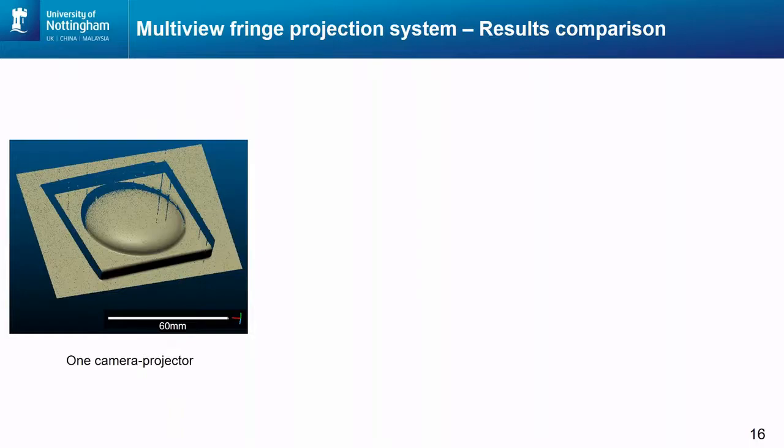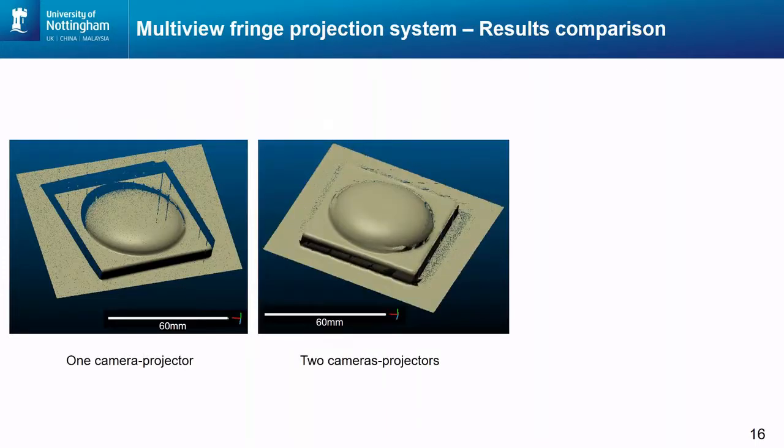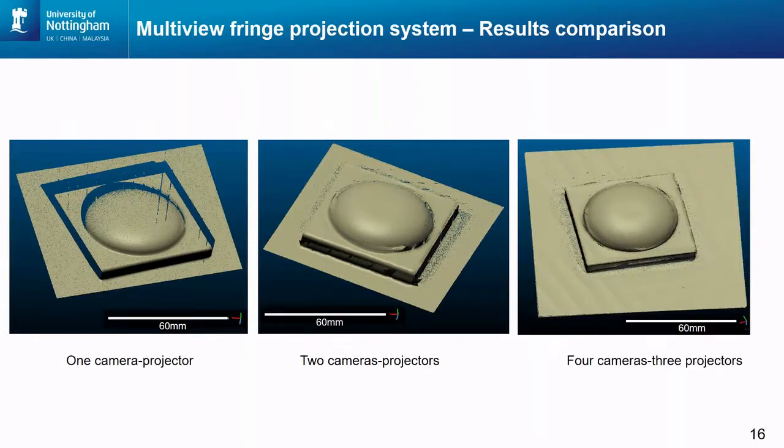Okay, this is the point cloud that we got using one camera and projector. Since we are projecting only from one side and the camera captures from that side, there are voids or missing information on 3 sides. With 2 sets of cameras and projectors, we can get information on 2 sides, and by introducing more cameras and projectors, we are able to get complete information of the artifact that we measured.